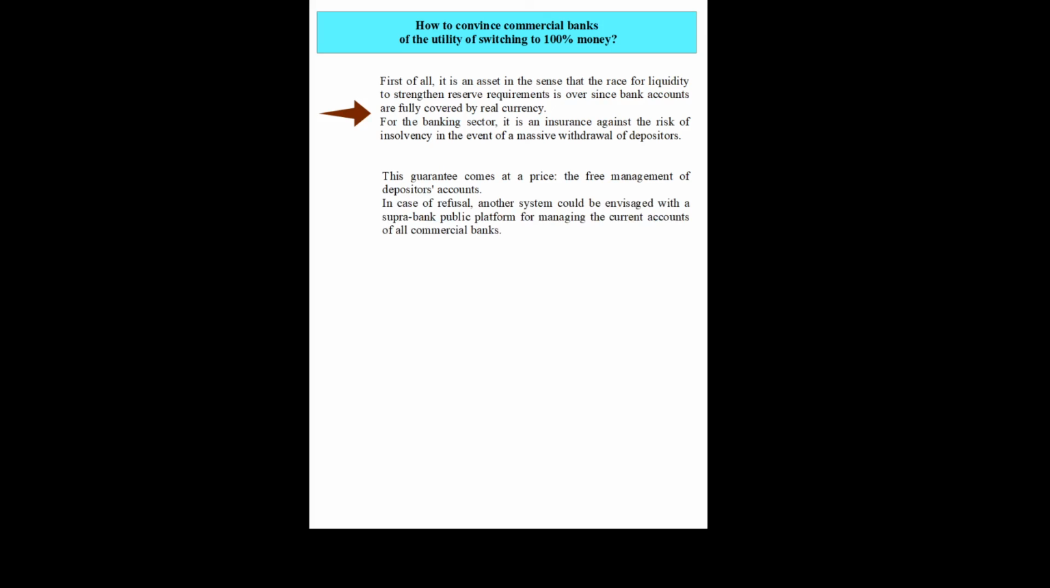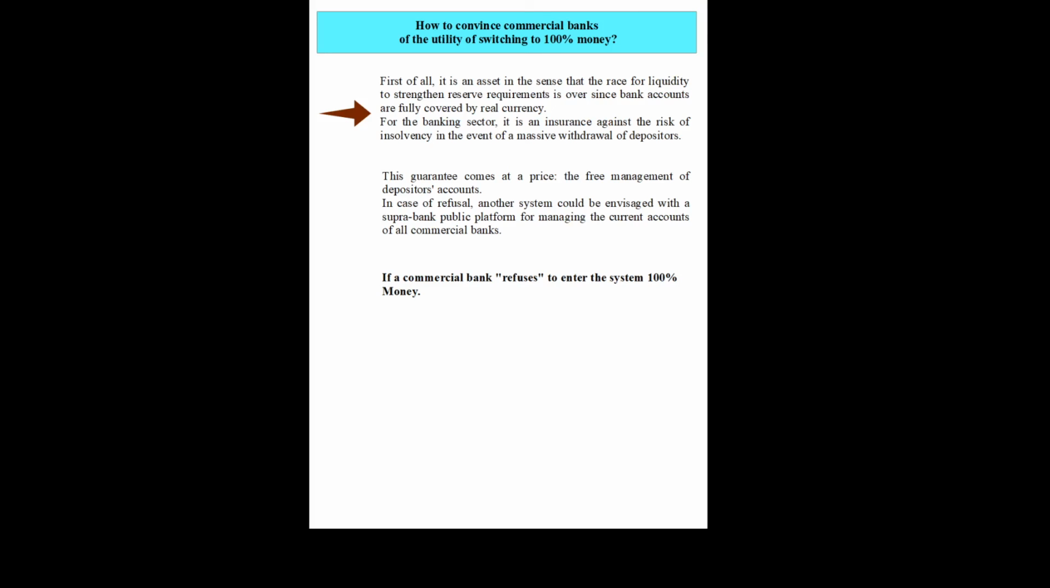First of all, it is an asset in the sense that the race for liquidity to reinforce reserve requirements is over, since sight deposit accounts are fully covered with real currency. For the banking sector, it is an insurance against the risks of illiquidity and insolvency in the event of a massive withdrawal of depositors. But this guarantee comes at a price: the free management of depositors' accounts. For example, in the event of refusal by some banks, another system could be envisaged with a superbank public platform for managing the current accounts of all commercial banks.